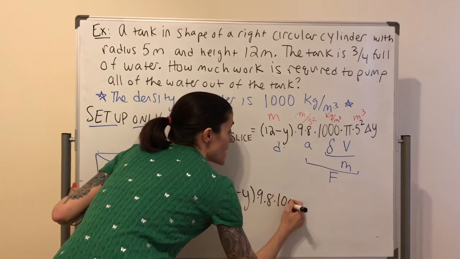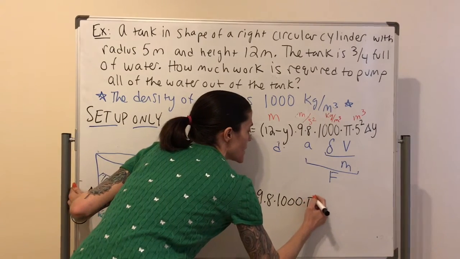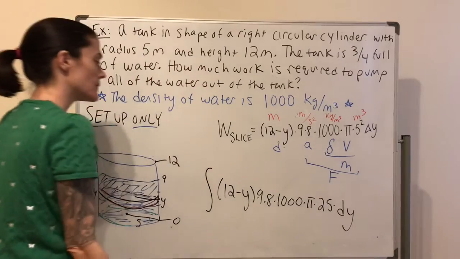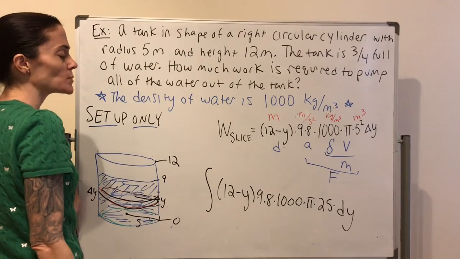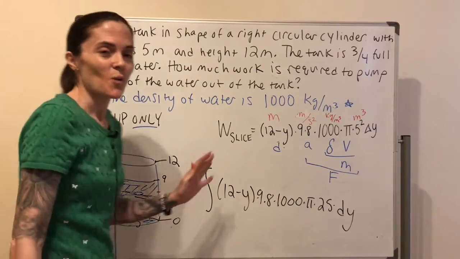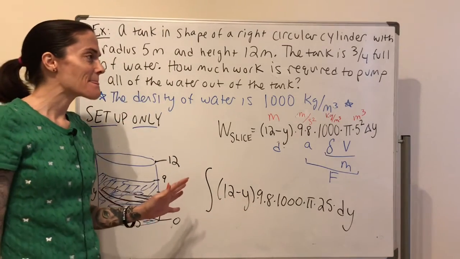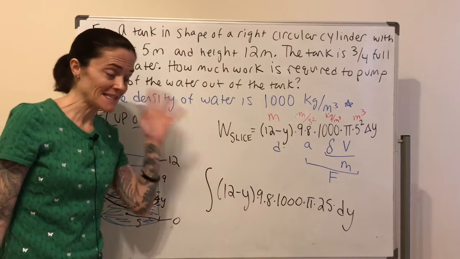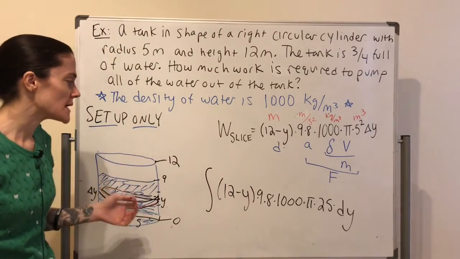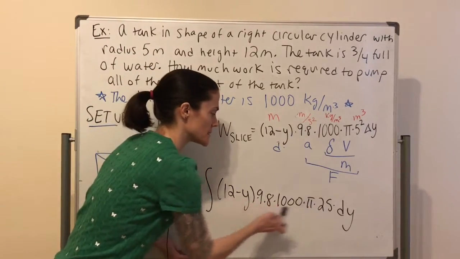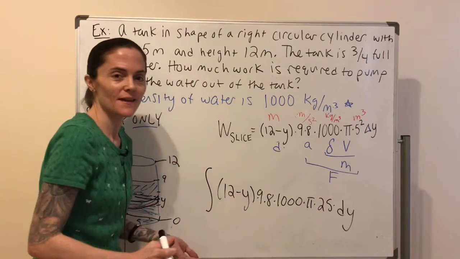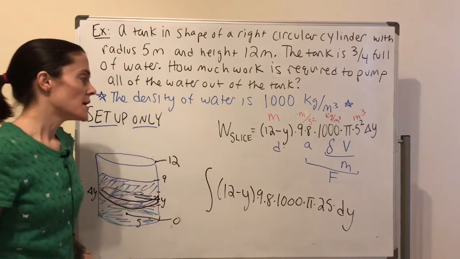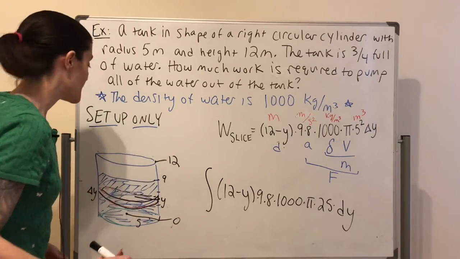It'd be 1,000, excuse me. It would be a pi 25 dy. Okay, of course, you could multiply all those numbers. And this is one of the reasons I said that the setup is what's new, or what might seem hard when you first start. Because all this is one big constant times just some linear thing, okay? It's not hard to integrate. But what we're trying to do is set it up, because that is what's new.